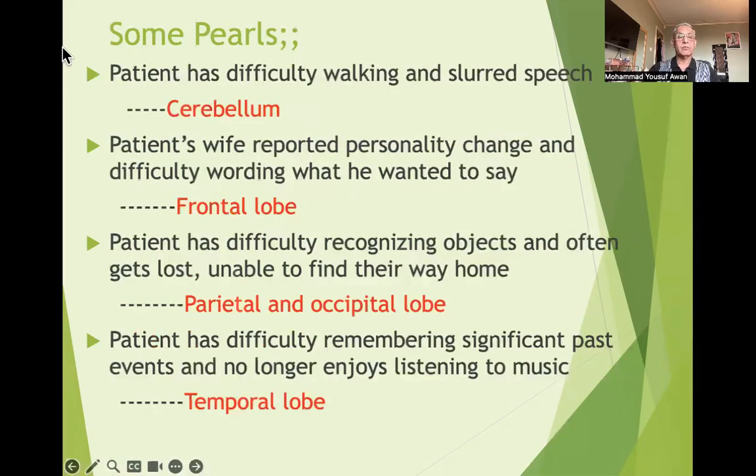Right. So, a few parts. The patient has difficulty walking and slurred speech, ataxia with a different type of slurred speech: a cerebellar lesion. The patient's wife reported personality change and difficulty finding words for what he wanted to say. This is a frontal lobe lesion. The patient has difficulty recognizing objects and often gets lost, unable to find their way home: the parietal and occipital lobe. The patient has difficulty remembering significant past events and no longer enjoys listening to music: the temporal lobe.